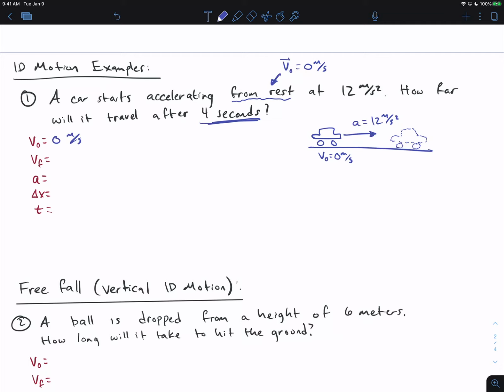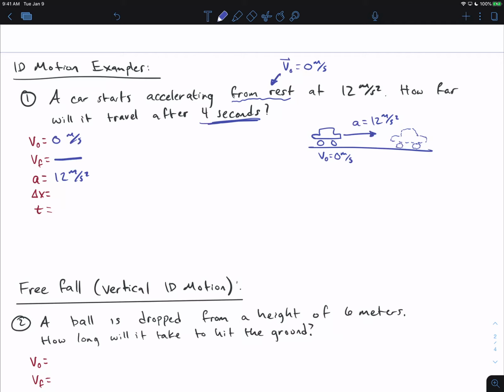I don't know my final velocity. I know I'm accelerating, but I don't know what my final velocity is. Okay, so what I'm going to do is, I'm just going to put a dash here. I don't know what this is. Acceleration, I do know what this is. This is given to me in my problem. 12 meters per second squared.